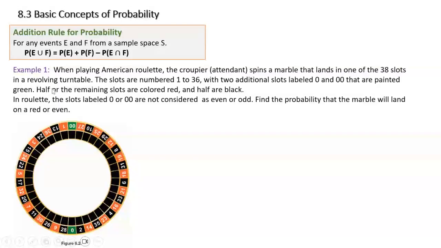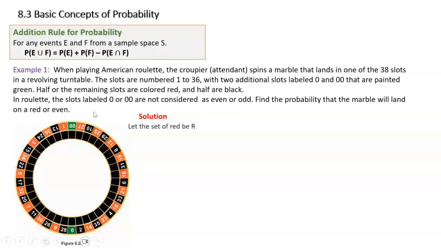This is supposed to be half, okay? I made a mistake here instead of white. Half of the remaining slots are colored red and half are black. In roulette, the slots labeled 0 or 00 are not considered as even nor odd. Find the probability that the marble will land on a red or an even.